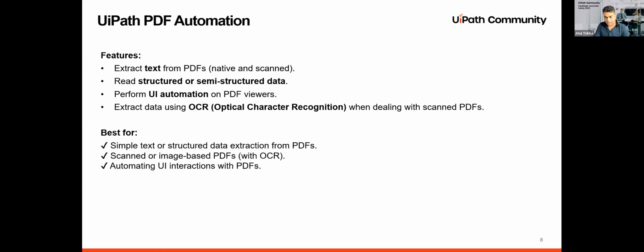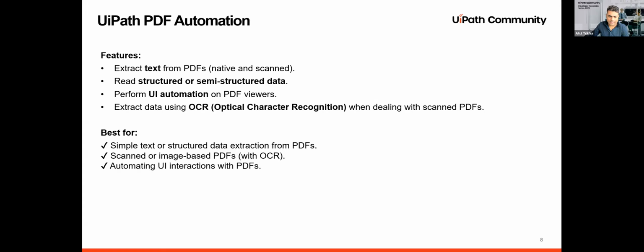In addition to text extraction, UiPath allows UI automation on a PDF viewer when needed, such as interacting with buttons and forms. That makes a complete automation package, right? PDF automation is best suited for simple text extraction, consistent document layout, and scenarios where OCR is only used when absolutely necessary. As long as the document is structured and remains stable, PDF automation delivers fast, accurate, and easy-to-maintain automation.